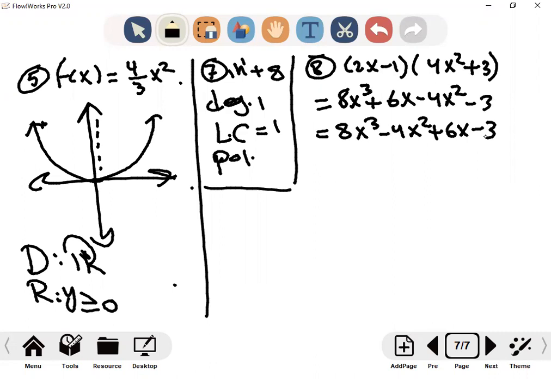Now, after you simplify it, you can find the degree. What's the degree of it? It's 3. What's the leading coefficient? It is 8. Is it a polynomial? Yes. It's a cubic polynomial. Cubic means degree what? 3. Then yes, it is a polynomial.